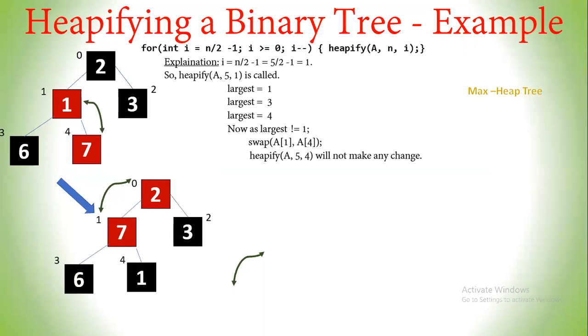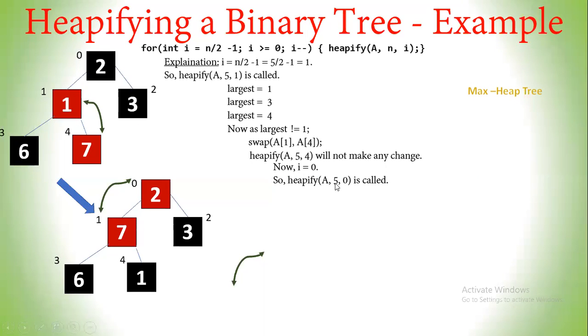Right. So next, one iteration of this loop is now over. Heapify A51 is now over. Then I should be decremented by 1. So here I was 1, now I will be 0. So now I is 0, and heapify A50 is called for the new tree, where we swapped 7 and 1 here.